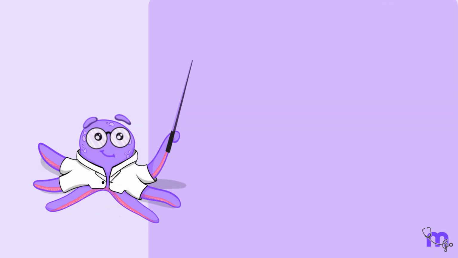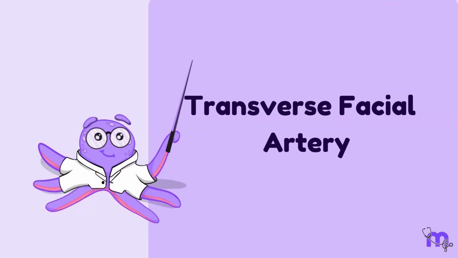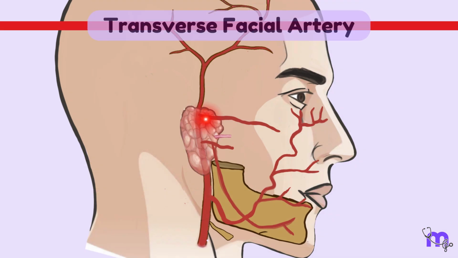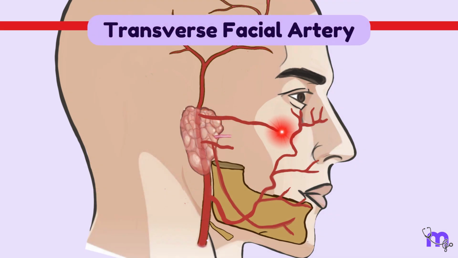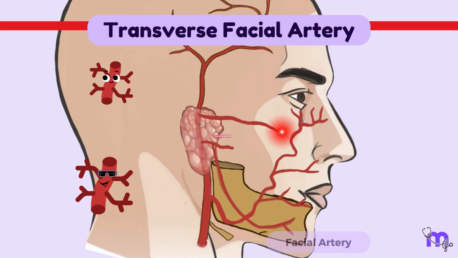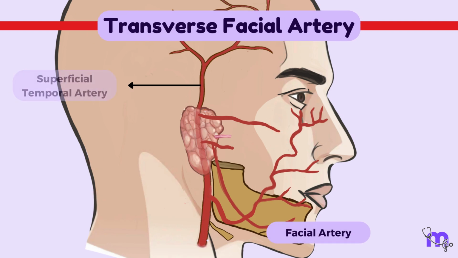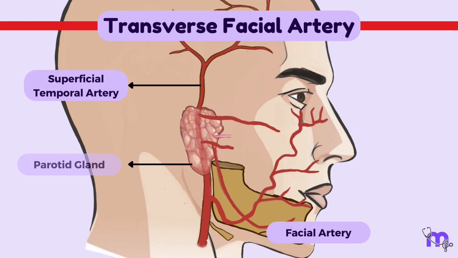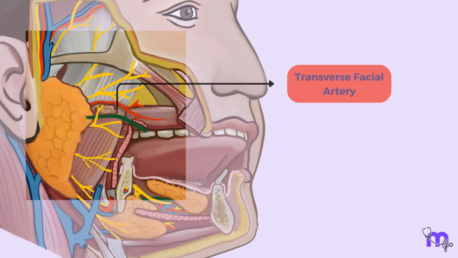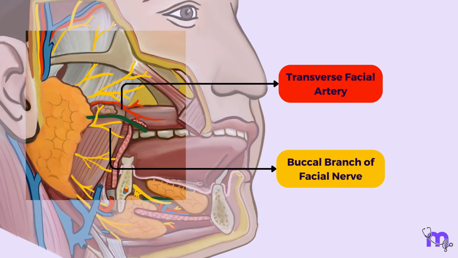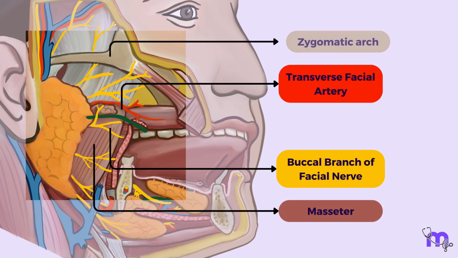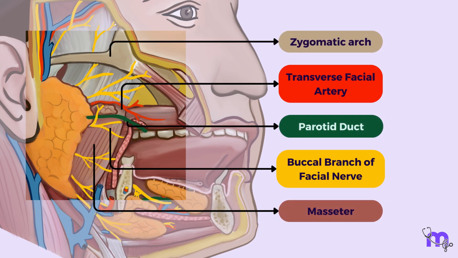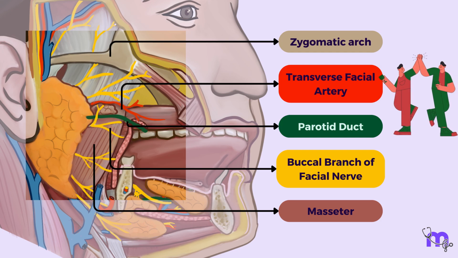Now let's move on to the next superficial artery of the face, called the transverse facial artery. It's like the little brother of the facial artery, emerging from the superficial temporal artery within the parotid gland. The buccal branch of the facial nerve follows it as it advances along the masseter between the zygomatic arch and the parotid duct. Talk about a sibling duo.